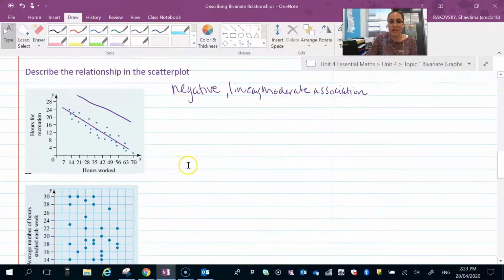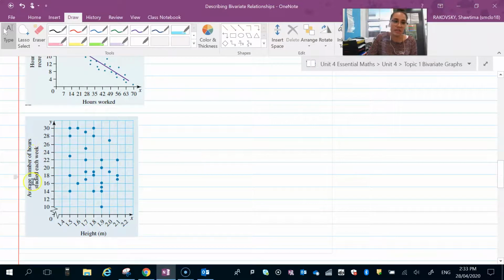Cool. And if we have a look at this graph here, the average number of hours studied each week and the height of someone, we can already tell from our own experiences that there might not be a relationship. And we can see it does have that Smarties arrangement, like someone's just thrown them across the table and there's no pattern. That's no association in that scatter plot.